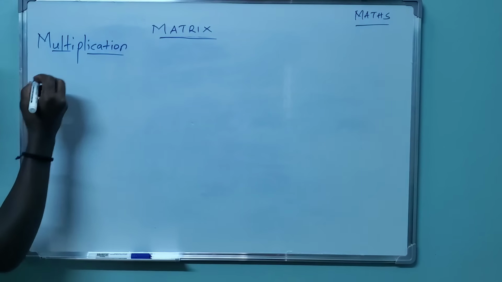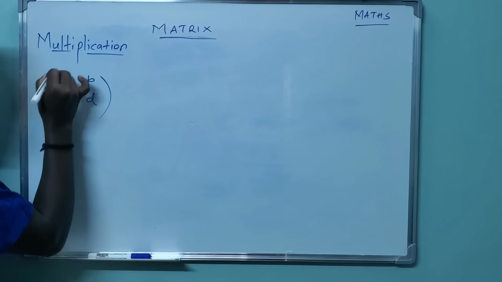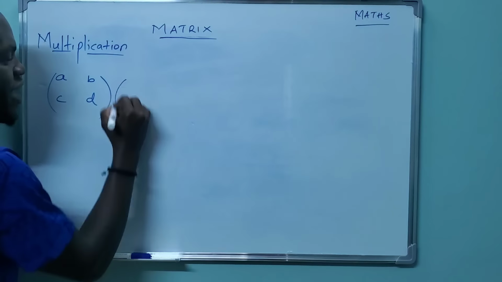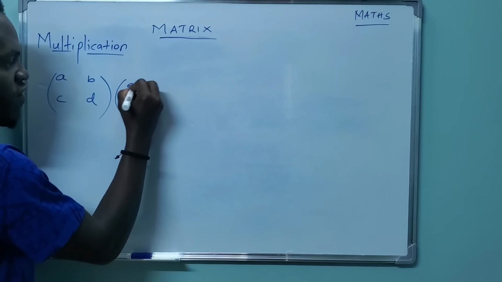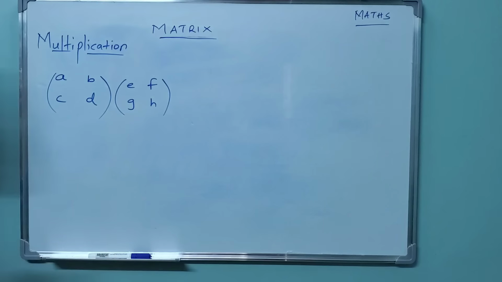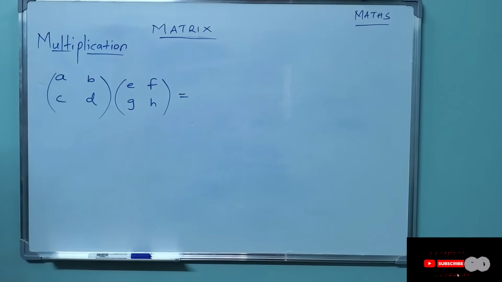Now, let's say, for instance, I have a matrix A, B, C, D. This is a representation of a matrix in form of an algebraic expression. Then I want to multiply it by another matrix which is E, F, G, H. Now what am I going to do? Number one, you have to identify, in each of the matrices, the row and the column.